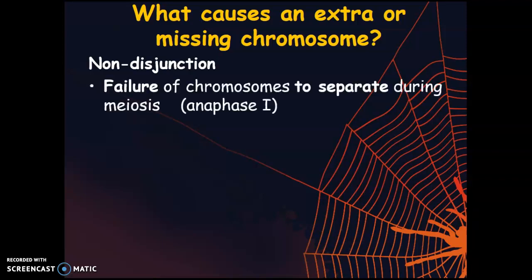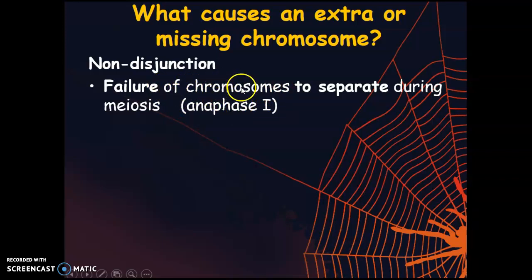So non-disjunction is the failure of chromosomes to separate during meiosis. Specifically anaphase 1, but technically it could be during anaphase 2. It could even happen during mitosis in anaphase. However, we're looking at passing this off to our offspring.